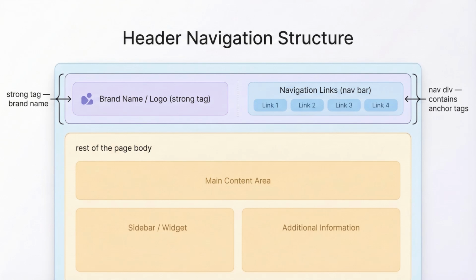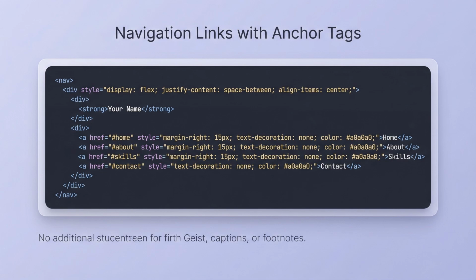The entire nav is the parent element. Inside it, there are two child divs. The first div holds the brand name, written inside a strong tag, not a heading tag, because headings are for page titles, not navbars. The second div holds the navigation links. Inside the second div, we have 4 anchor tags: home, about, skills, and contact. Anchor tags are inline elements by default, which means they naturally appear on the same line. So when you write 4 anchor tags inside a div, they line up horizontally without any extra effort. That's your basic navigation structure.